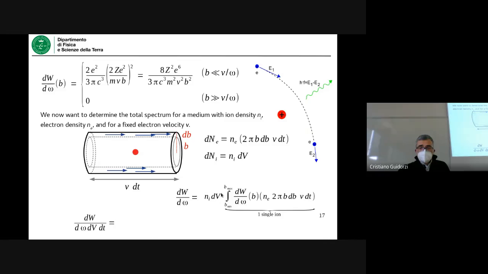So by rearranging the position of the different infinitesimal quantities, you can define the energy emitted per frequency interval, per unit volume, per unit time. And if you look at this integral, there are a lot of constant quantities. Let's suppose that the number density of both ions and electrons is constant, so all of this can be taken out of the integral. In particular also the velocity, since we've been considering electrons having the same velocity, I remind you. And so you are left with this integral. Of course, the energy we obtained above depends on the impact parameter, so you cannot take it out of the integral.